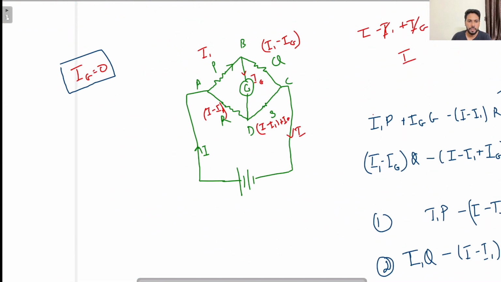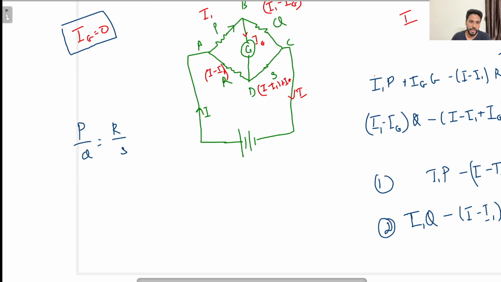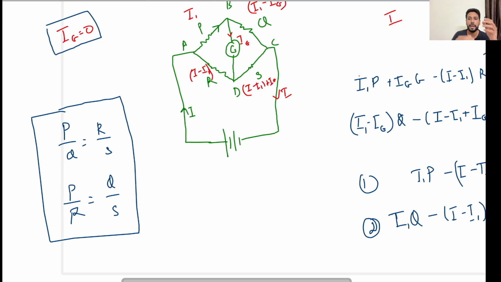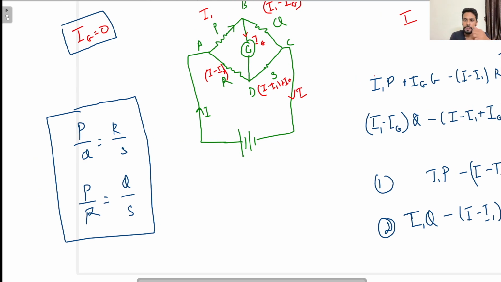Can you see here? I have a very fundamental equation, P by Q equal R by S, or I can also write it as P by R equal Q by S. Both are the same, there's not much difference. P by R is equal to Q by S. This is the condition for balancing, students. This is how I have balanced my Wheatstone bridge. This is the condition for balancing the Wheatstone bridge.